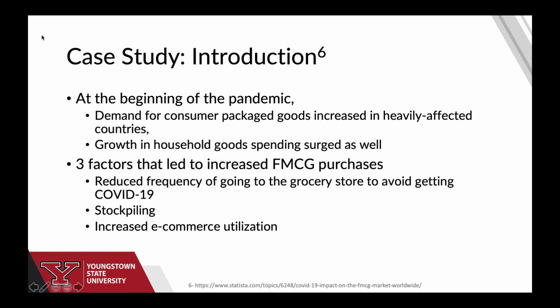And the three factors that led to these increased purchases: first, individuals wanting a reduced frequency of going to the grocery store because they wanted to avoid getting the coronavirus. Additionally, the stockpiling of food, non-perishable goods, and toilet paper really led to all these fast-produced, low-selling, fast-creating products being stockpiled in individuals' houses. Additionally, e-commerce helped increase it as individuals were buying things online, including their groceries, non-perishable items, and household goods. All of these led to increased purchasing in FMCGs in the year 2020 when the pandemic hit.